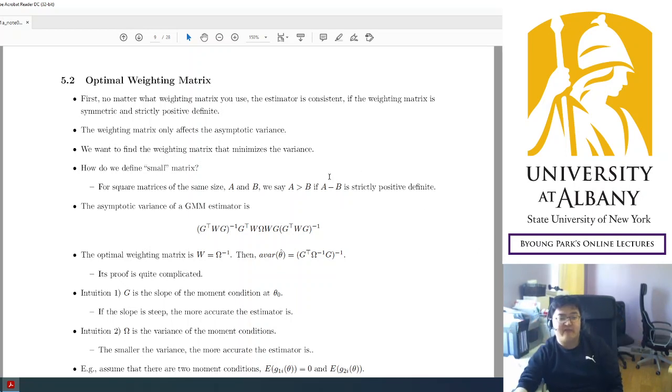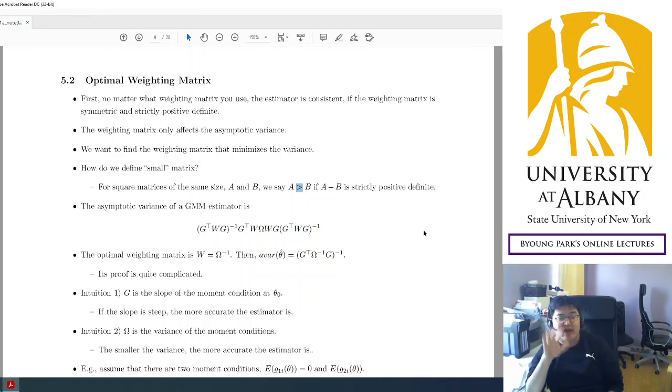If A minus B is another 2x2 matrix, and A minus B is strictly positive definite, then we say matrix A is greater than matrix B. It's an intuitive, interesting definition. However, as I said, A minus B may be neither positive definite nor negative definite. In that case, no inequality can be written between A and B.